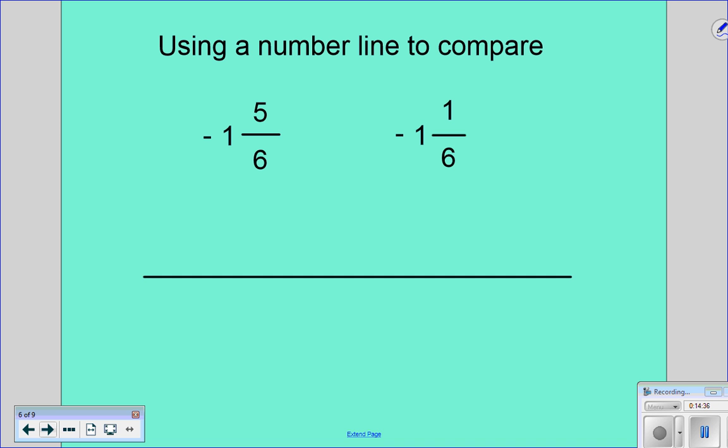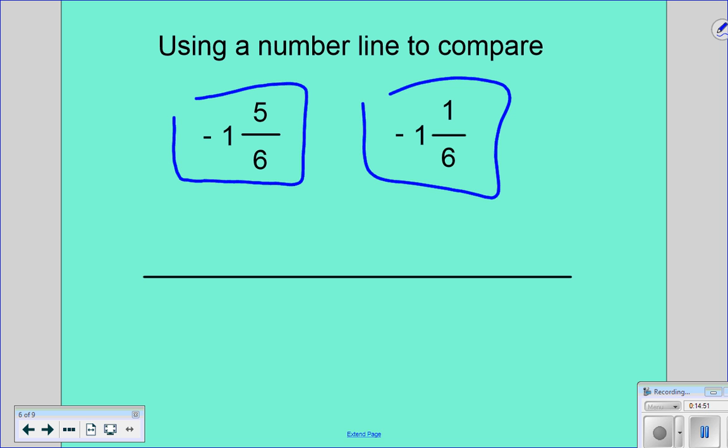I just want you to make sure you know how to find what a negative fraction is on a number line and which one's greater. That's all they want you to do. So these are the two things I'm going to put on my number line. I'm going to put this on and this on. Here's the thing about my number line: a number line doesn't always have to start at 0. I can just take a snippet of it and put it on the board.